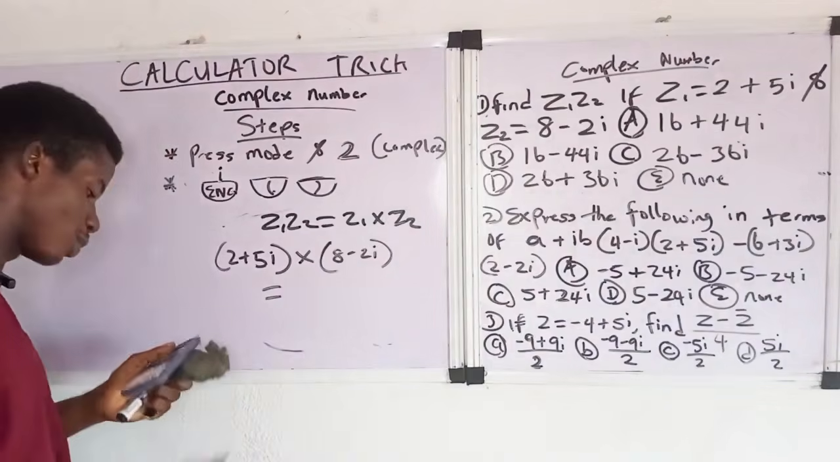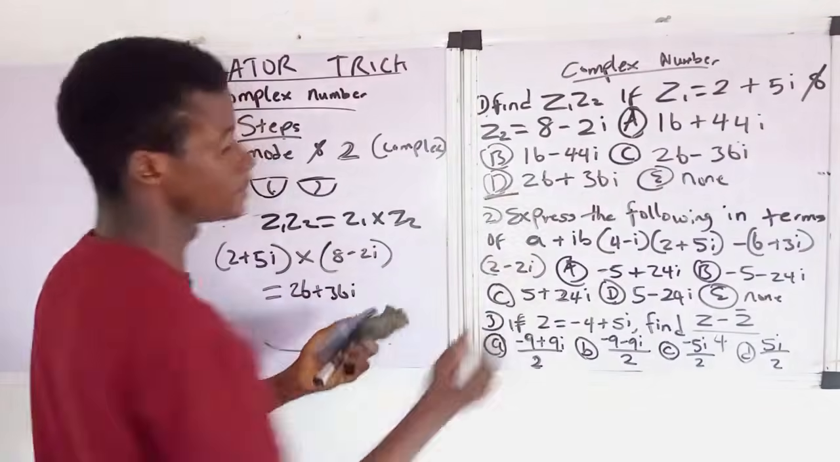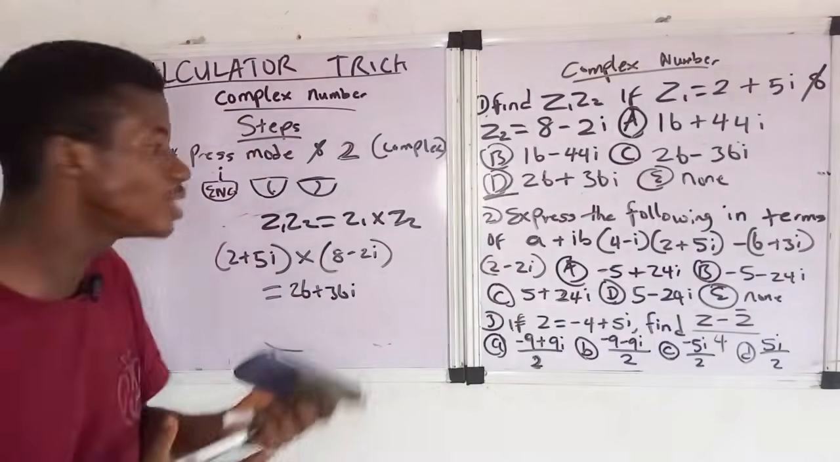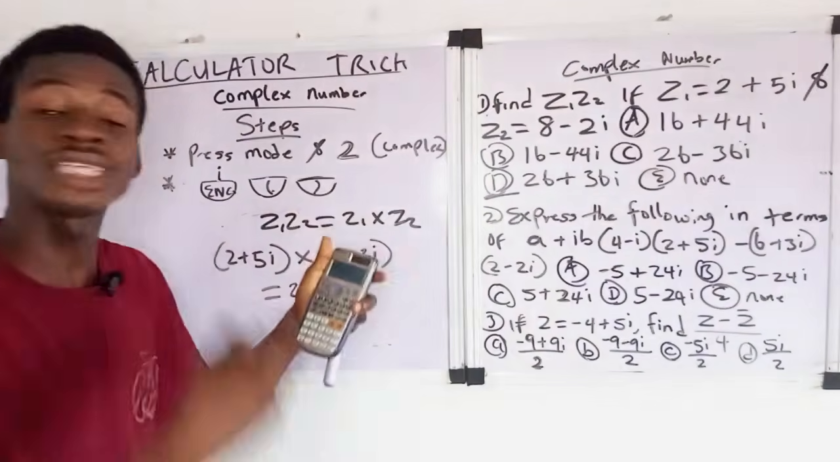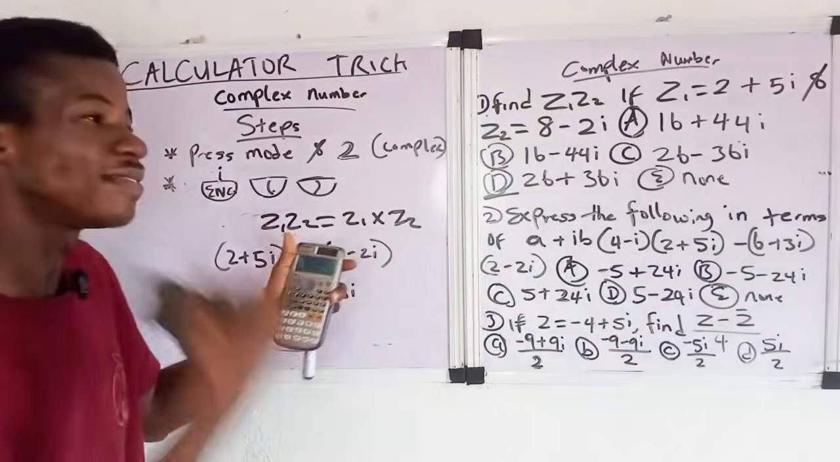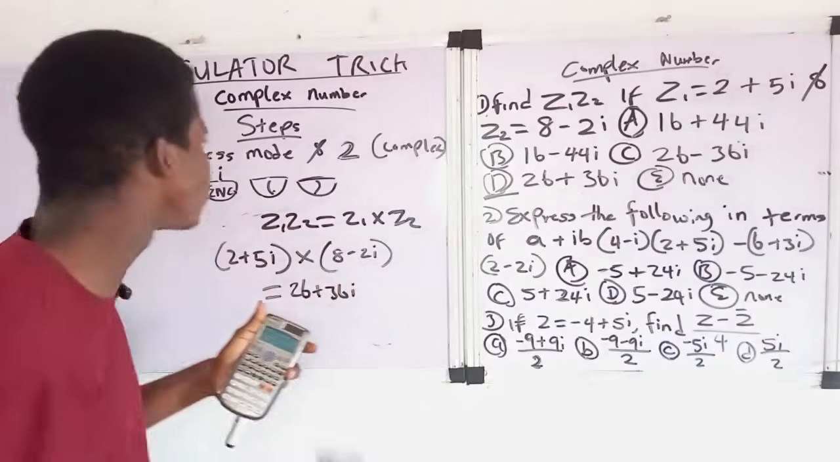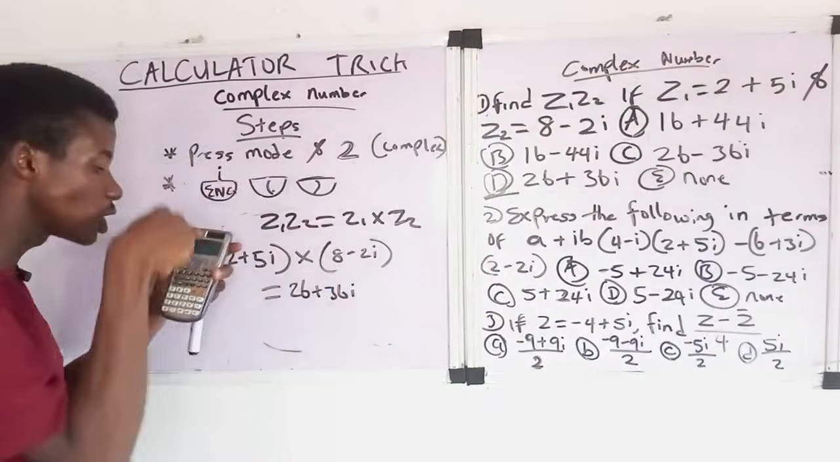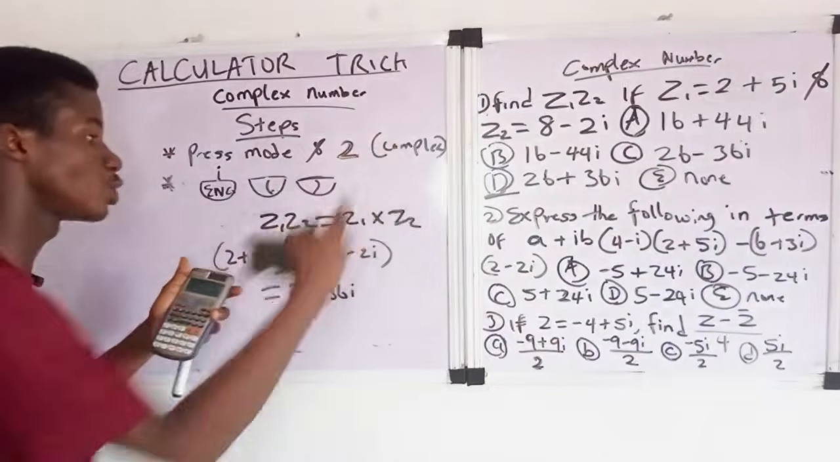So our answer will be 26 plus 36i. So the answer is D. So these are the steps to solve complex number questions using the Casio calculator. At first, make sure that your calculator is in complex form by pressing mode, then 2, to convert it to complex form.